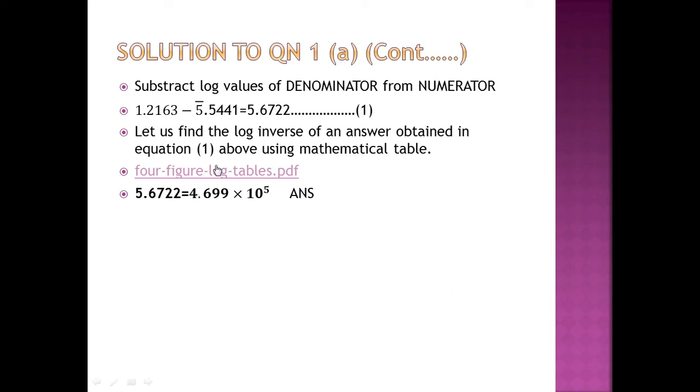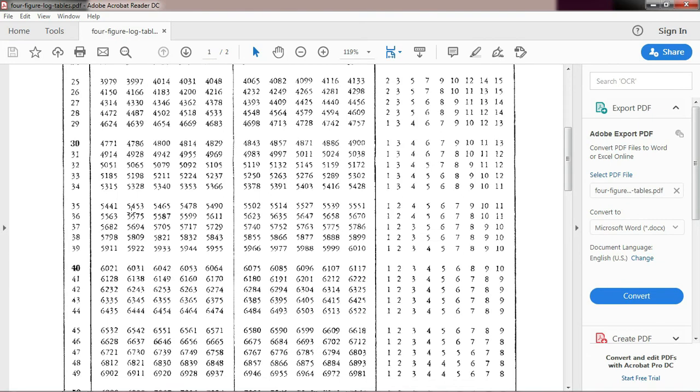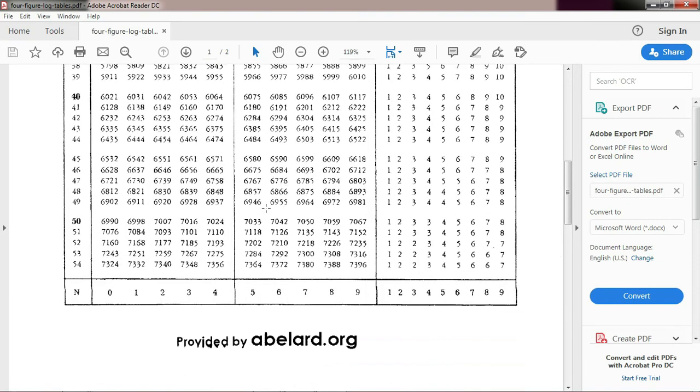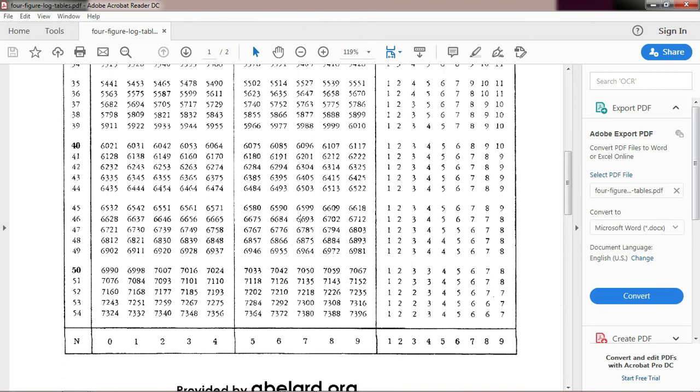So let's go to the table. We are looking for 67.22. We have to look inside the table for 67.22. We don't have that number, but we have a closer number, which is 67.12. But the difference between that and that is only 10.